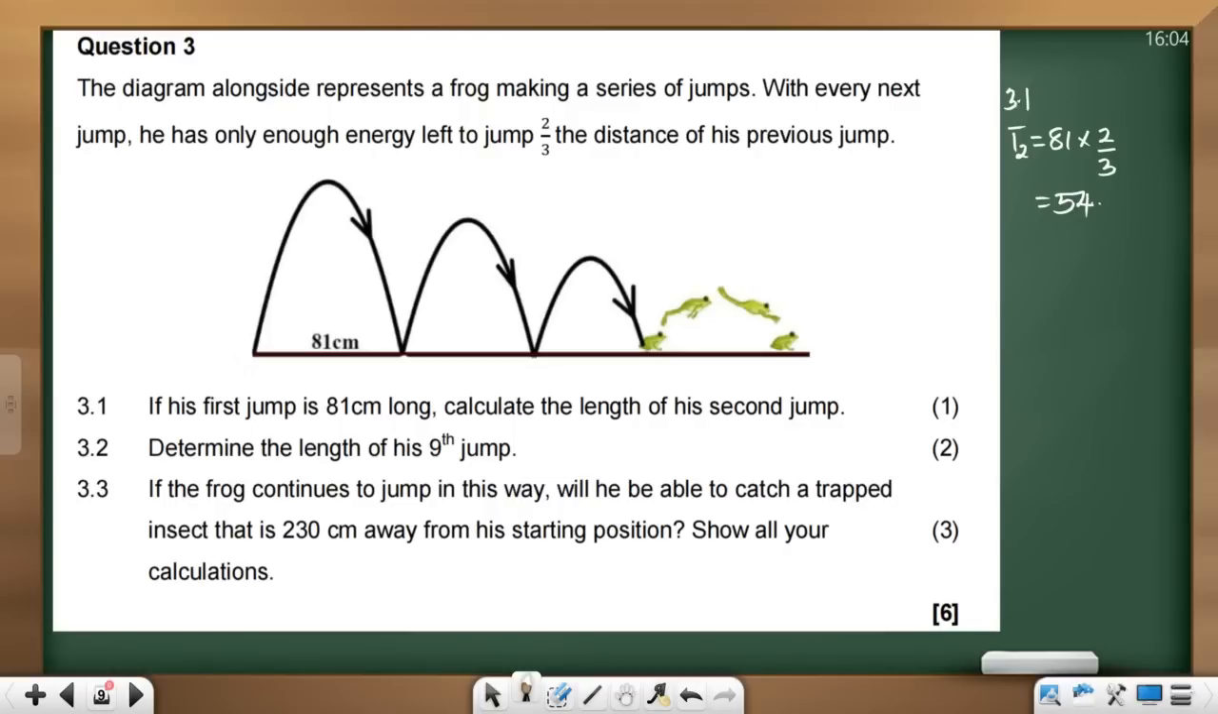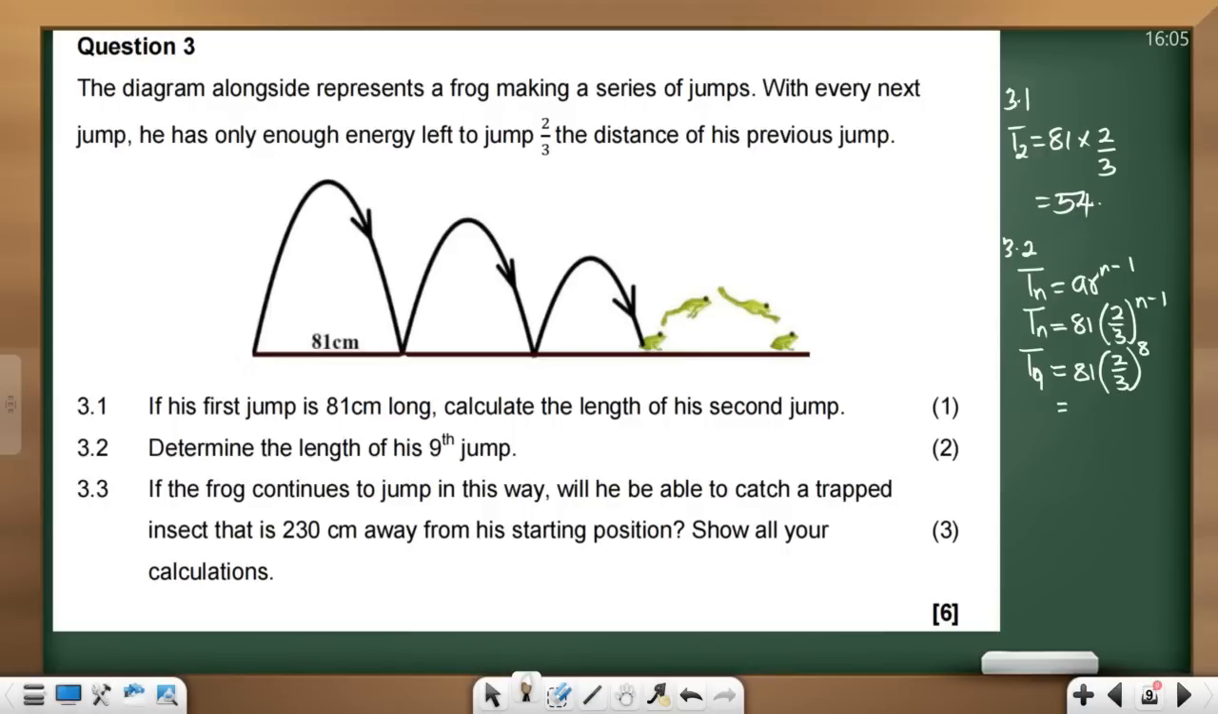Determine the length of his ninth jump. Now, you can see it's a ratio because I'm multiplying. We can simply get our Tn: a r to the power n minus 1. So Tn, what is our a? 81, r is 2 over 3. Sweet. So what is T9? What are we looking for? 81, 2 over 3, to the power 9 minus 1, which would give us 8.